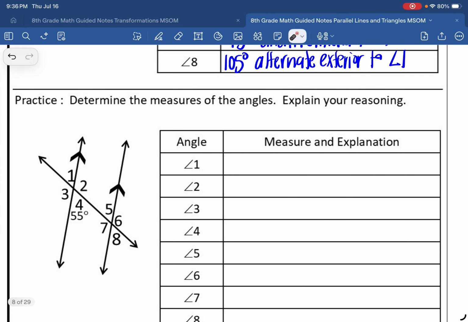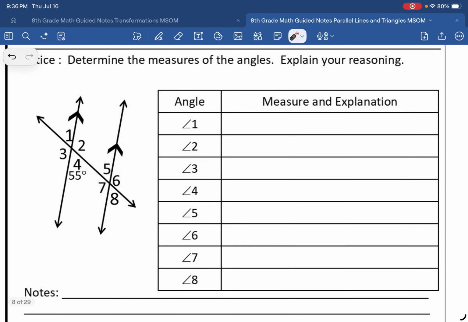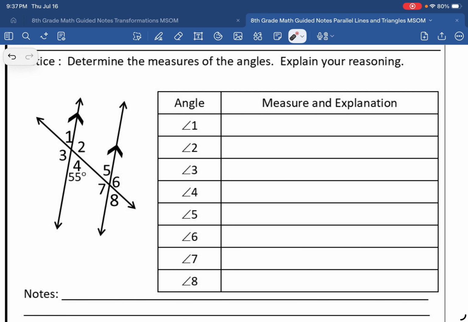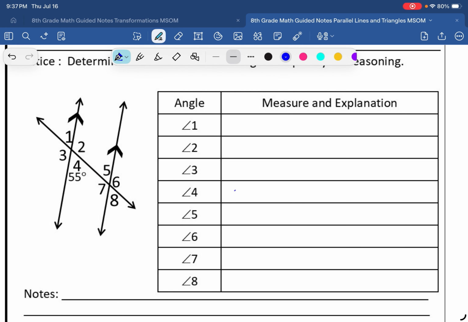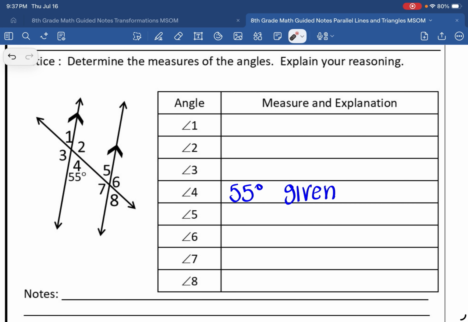Let's do another one. Practice. Determine the measure of the angles. And see these little symbols right here? That's telling me that these two lines are parallel. Explain your reasoning. I always like to start with the given information. It tells you that angle 4 is 55 degrees, and we can just write given because that information is given to us. I don't have to go in order, just whatever I can figure out I'm going to write down.